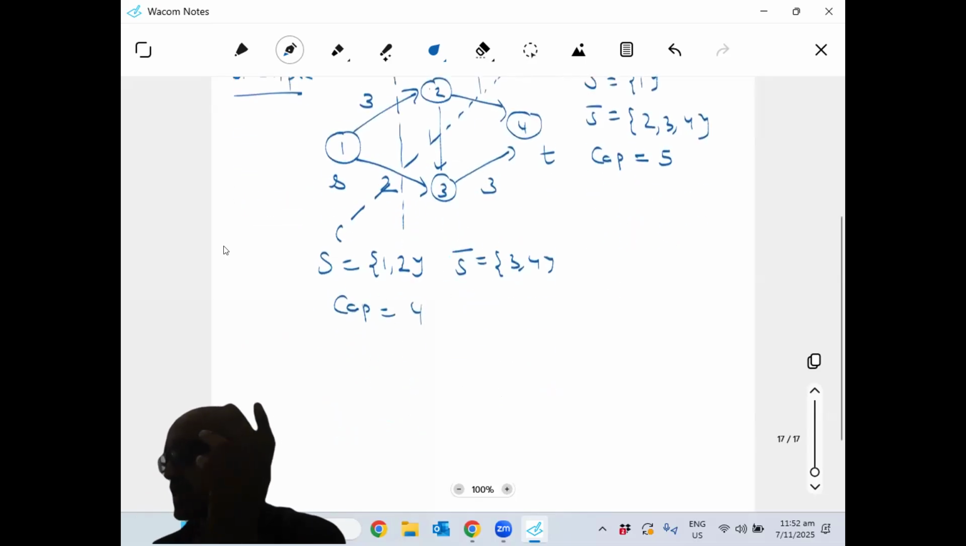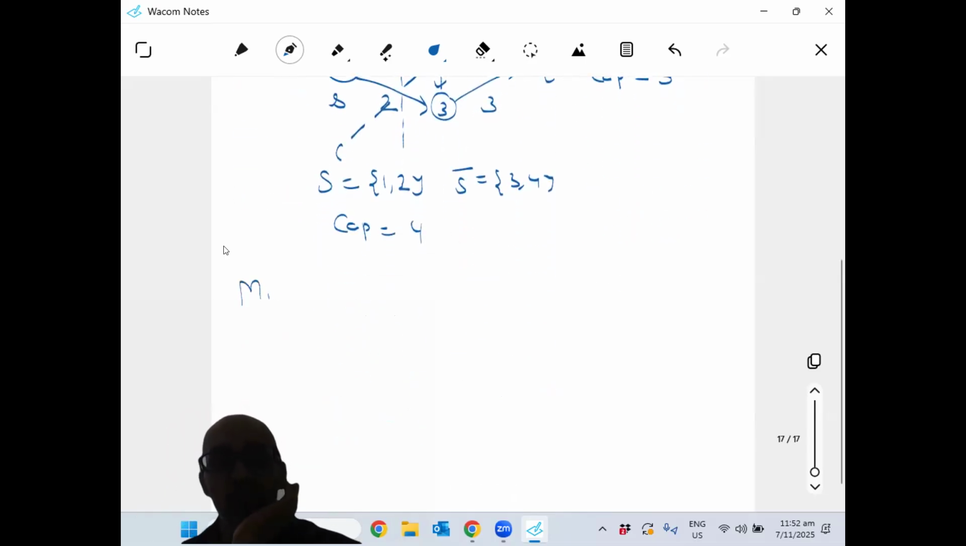Is the ST cut problem clear? So the minimum ST cut is simply to find the ST cut of smallest capacity.